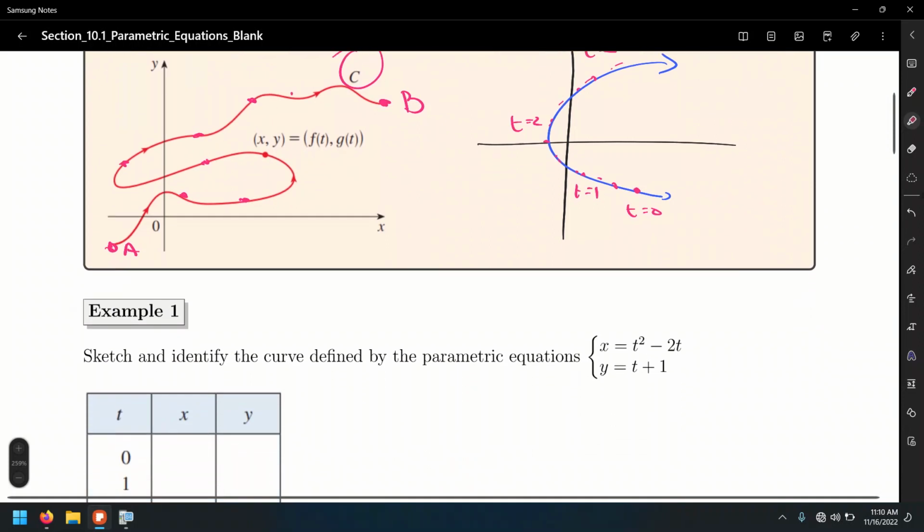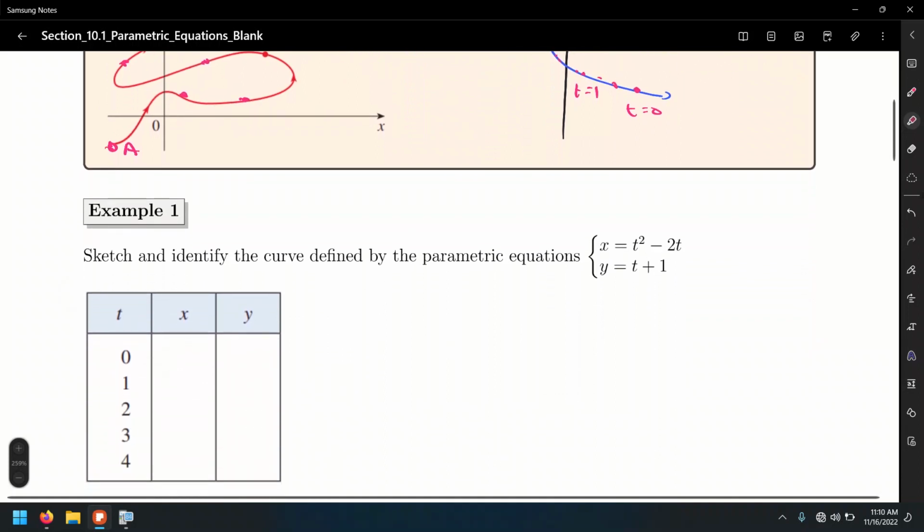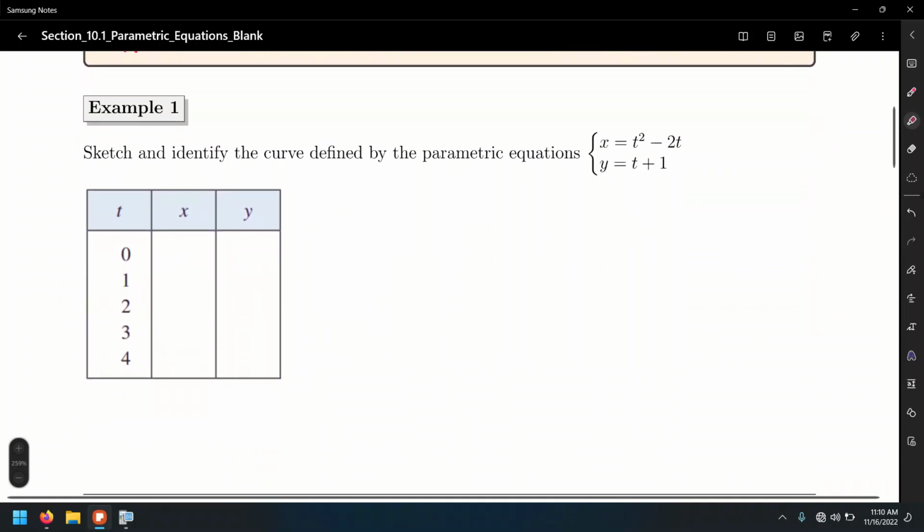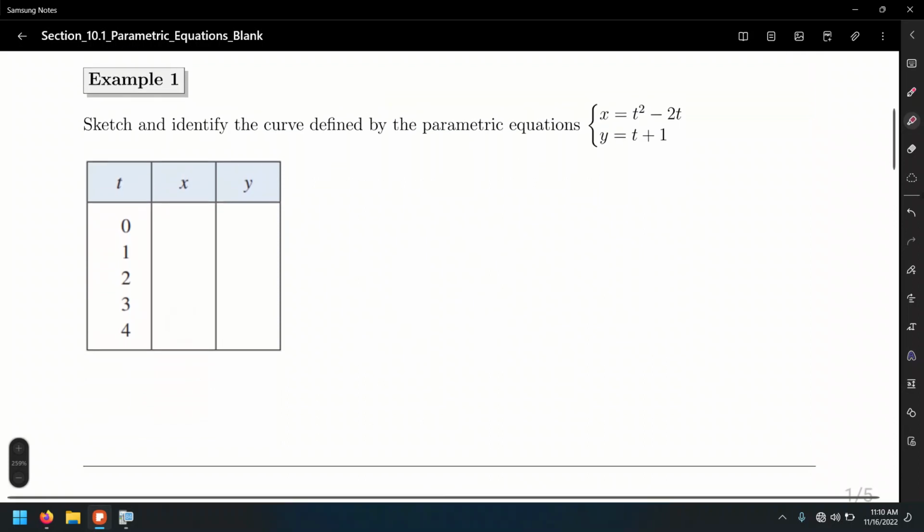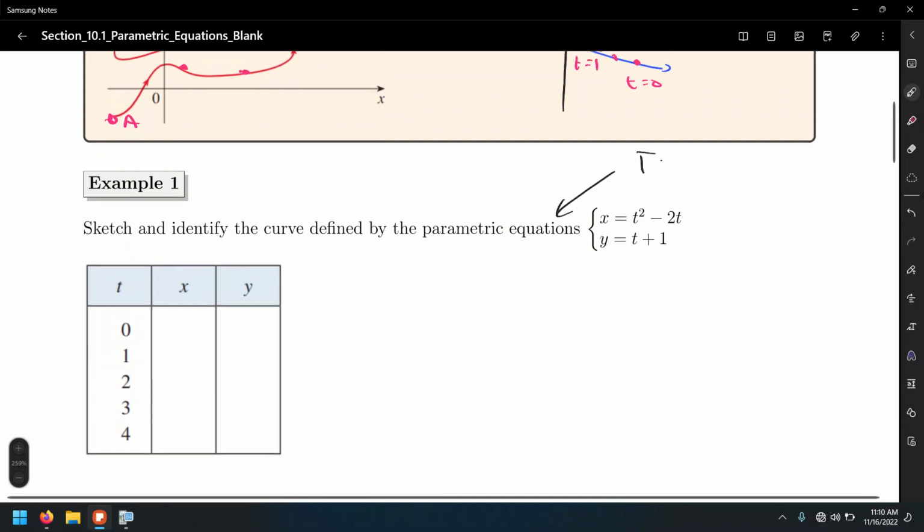How do we graph them? How are these functions similar to the graphs that we are used to graphing already? And how are they different, most importantly? All right. So for the first example, they're asking us to identify the curve defined by the set of parametric equations, x equals t squared minus 2t, y equals t plus 1. And something I forgot to type here: then eliminate the parameter.